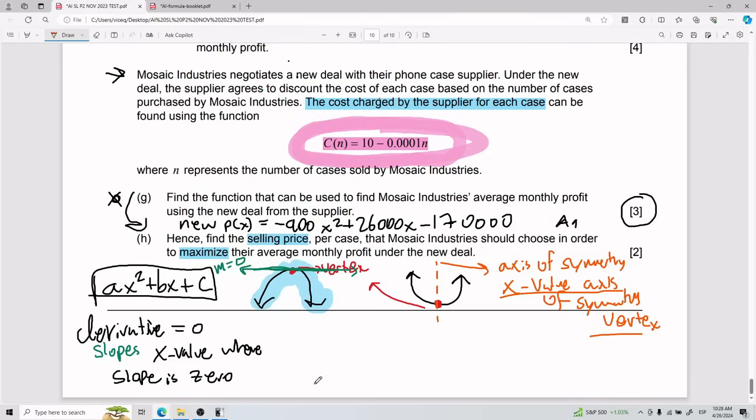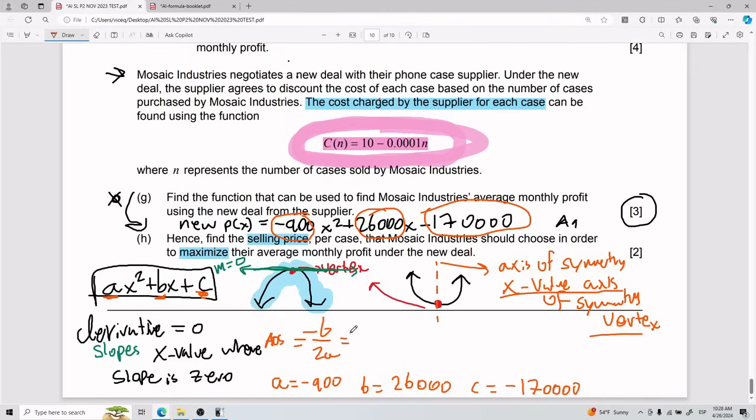And so if I go back here and I try to use the axis of symmetry method, you have negative b over 2a gives you the axis of symmetry. In this context, a is negative 900 because of this here, and b is 26,000. And just to finish the idea, c would be negative 170,000. We don't need c here, but I just want you to see how you find a, b, and c, okay?